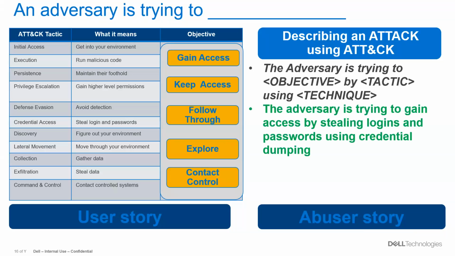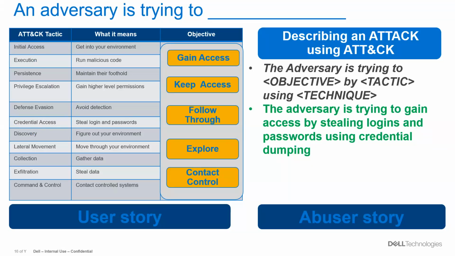So let's see whether it is working. I have given an example here. The adversary is trying to gain access. So we pick this objective called gain access here, by a tactic named stealing logins, right? And using credential dumping. So the phrase stealing logins is the tactic, and under credential access you will see credential dumping as a technique. This way, if you start writing or speaking the language of an adversary, we will gain a great amount of insight.